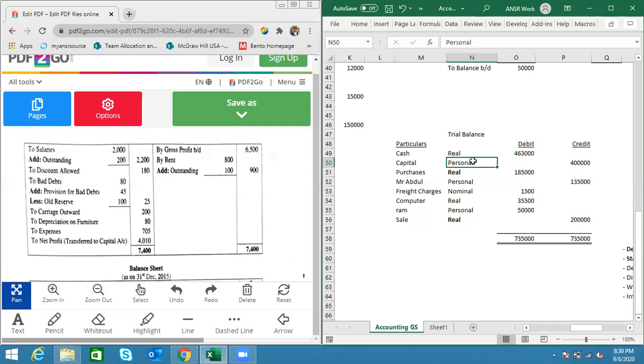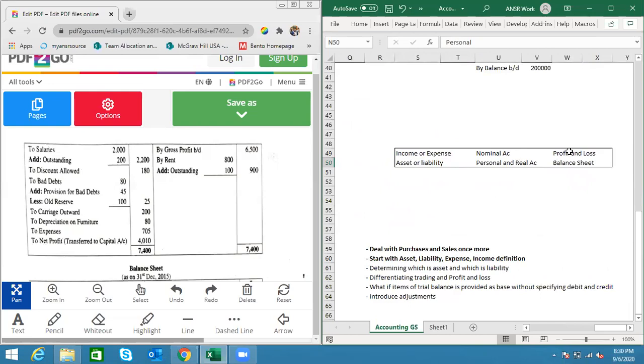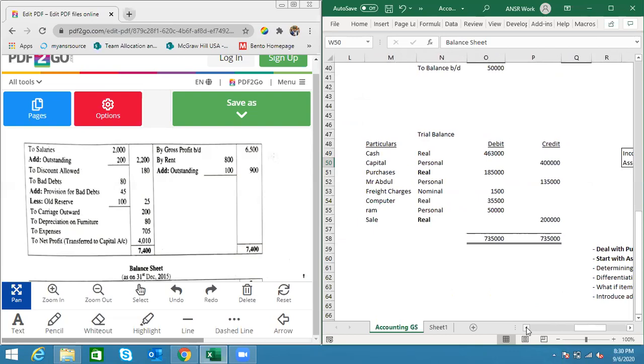Now, why are we determining whether it's a real, personal, or nominal account? Because we want to figure out whether it will go to the balance sheet or to the profit and loss account. As we have already determined, if it is a nominal account, it will go to the profit and loss. If it is a personal or real account, it will go to the balance sheet. I'm going quickly because I'm just revising. We have already discussed all these concepts.